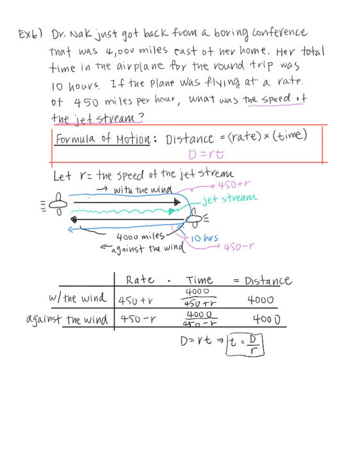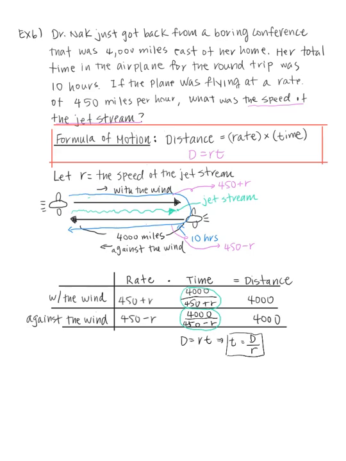My handwriting is so horrible. I hope you can read this. The denominator says 450 minus r for the second box, and it says 450 plus r for the first box. So this is telling us that on the way to the conference, which is the same thing as traveling with the wind, it took me this many hours. And then on the way back to my house, which is the same thing as going against the wind, the time that I travel is this much.